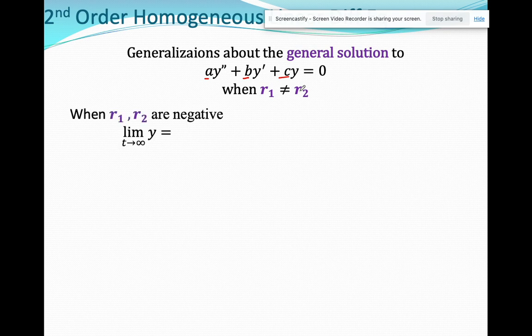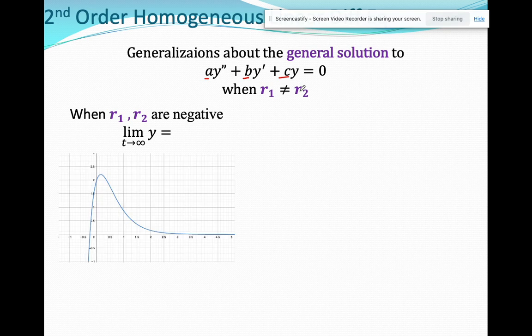When R1 and R2 are negative, right? So I've got a negative situation. This is what I have, right? I have a graph that kind of looks like that. We are most interested in the limit as t goes to infinity. Remember, these are mathematical models, right? We're not interested in time going backwards. We're usually interested in what's happening to the model because its rates of change as I go to infinity.